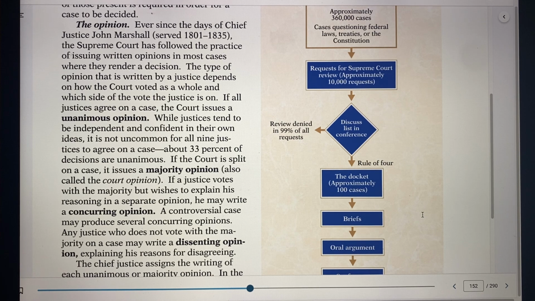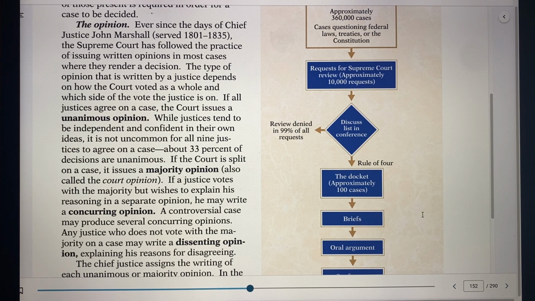First, they can have a unanimous opinion. What's a unanimous opinion? It means that all justices agree on the case and say, yes, we all agree. And in about one third of the cases, they all agree and all have a unanimous opinion. Then there's the majority opinion, which is also called a court opinion. The majority opinion is when the court is split on the issues, but a majority of the justices vote the same way. So the majority is of that opinion.